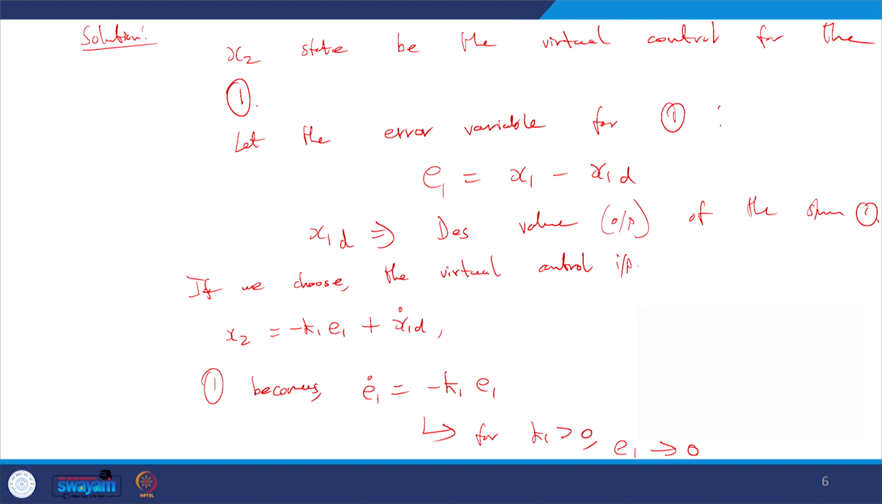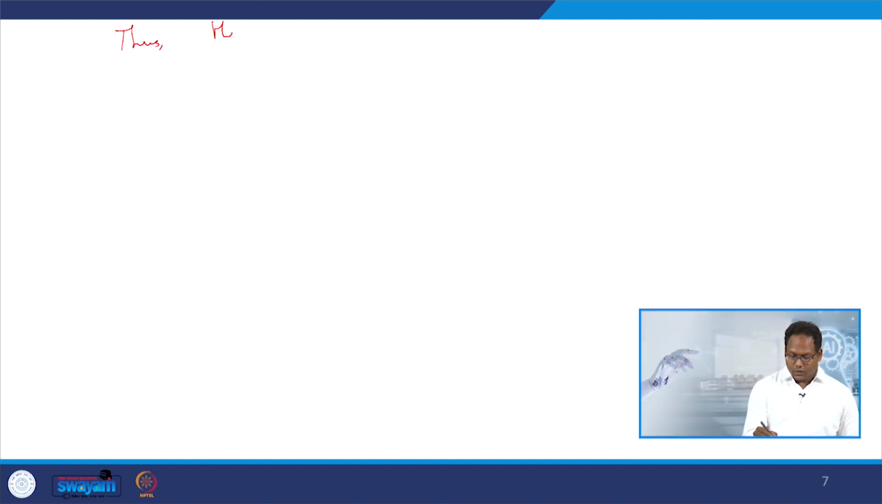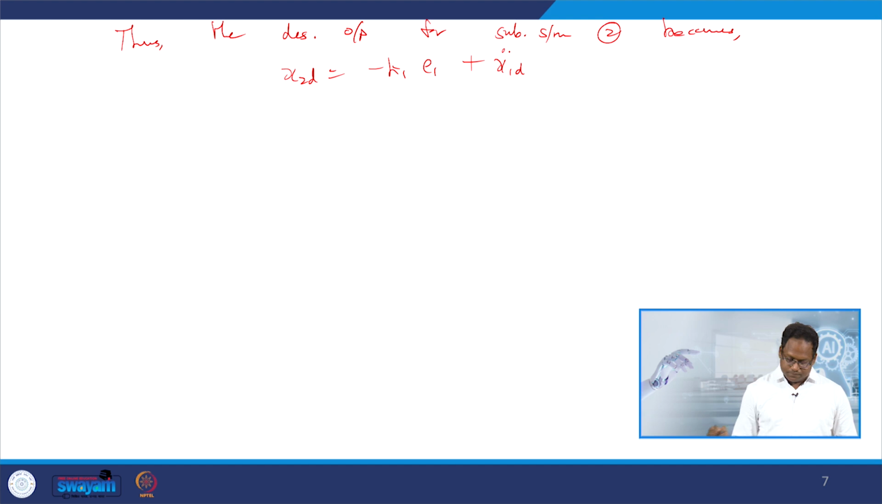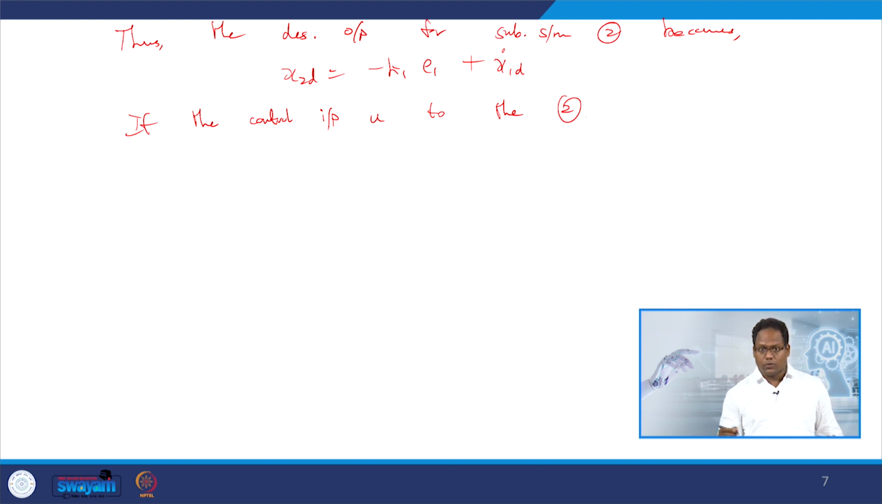Similarly, we have to see now for the second subsystem. So, the desired output for subsystem 2 becomes x2d equal to minus k1 times E1 plus x1d dot, and if the control input u to the second subsystem given by equation 2, that is x2 dot equal to minus 10 times sine of x1 plus u, is chosen to be u equal to plus 10 sine of x1 minus k2 E2 plus x2d dot.